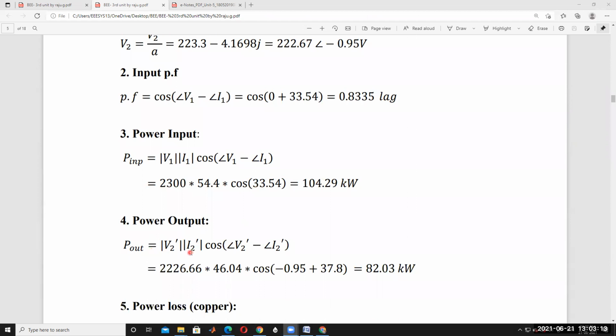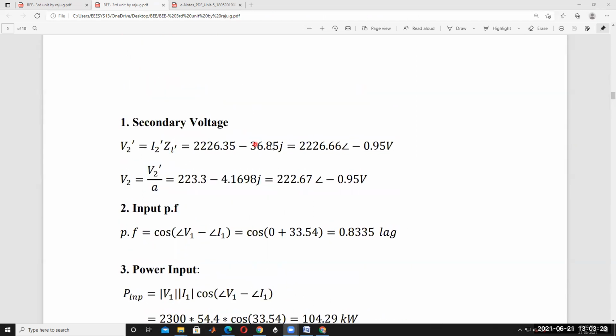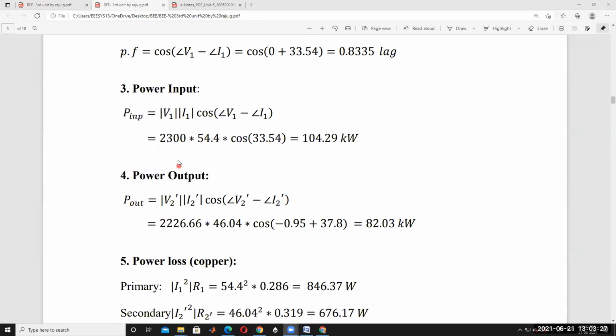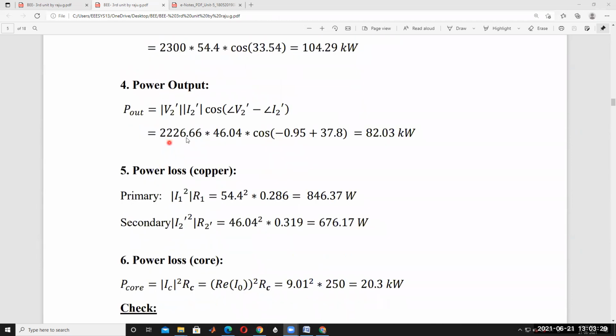Power output is equal to V2 dash. These are secondary side, load side parameters. Power output is equal to V2 dash into I2 dash into the cosine of the angle between V2 dash and I2 dash. Substitute here from this relation for V2 dash, and the angle between voltage and current, so 0.95, 37.8. You will get like this.